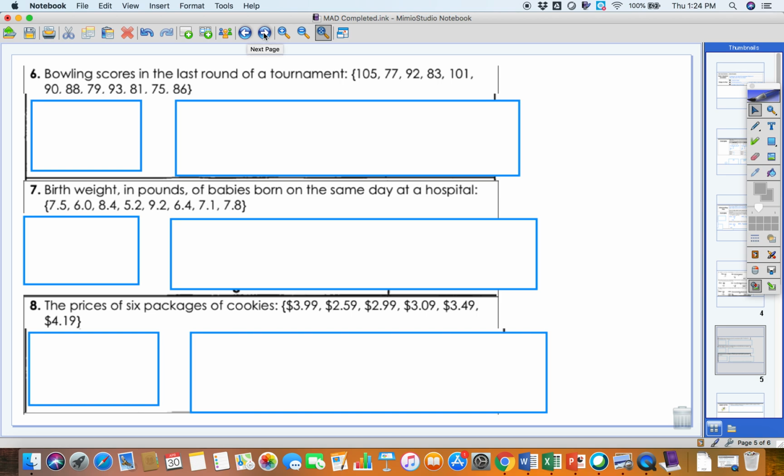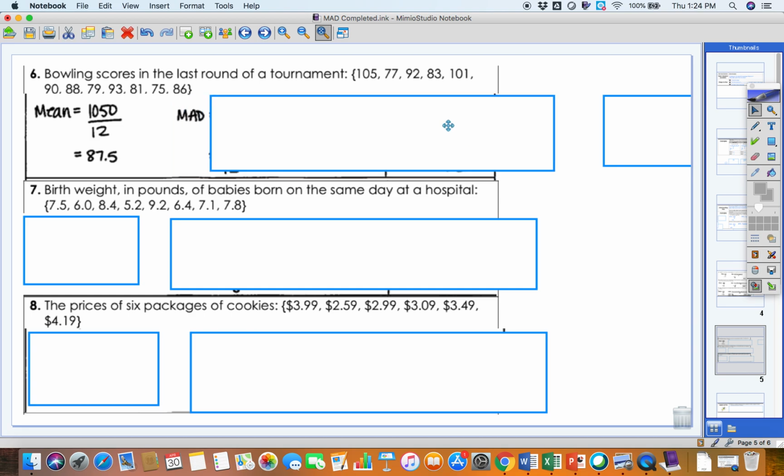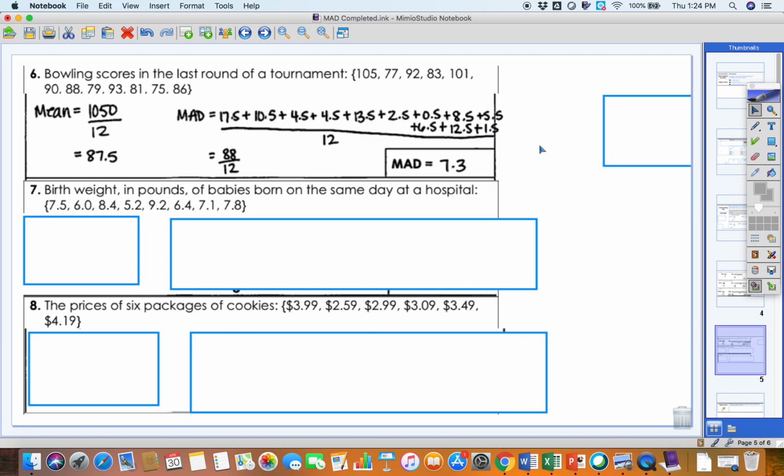So bowling scores in the last round of a tournament. First step, find the mean. The mean is 1,050 divided by 12, so 87.5. Find the difference between 87.5 and all of your data points. It's kind of annoying that they're all decimals, but this does happen. It's very typical. When you find the sum there, you get 88 divided by 12, so your mean absolute deviation is 7.3.